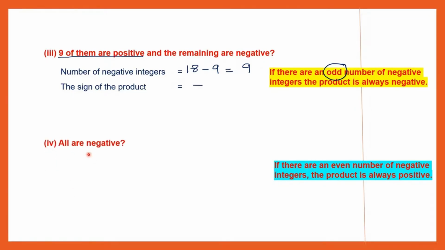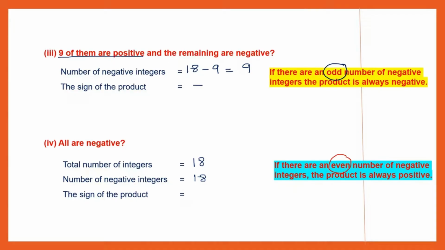Now what if all are negative? So how many integers are there totally? There are 18 integers totally. And how many negative integers are there? They're all negative. That will also be 18 because the question says all are negative. So 18 negative integers, and 18 is an even number. That means the sign of the product will be plus, positive. If it's an even number, the sign is positive.